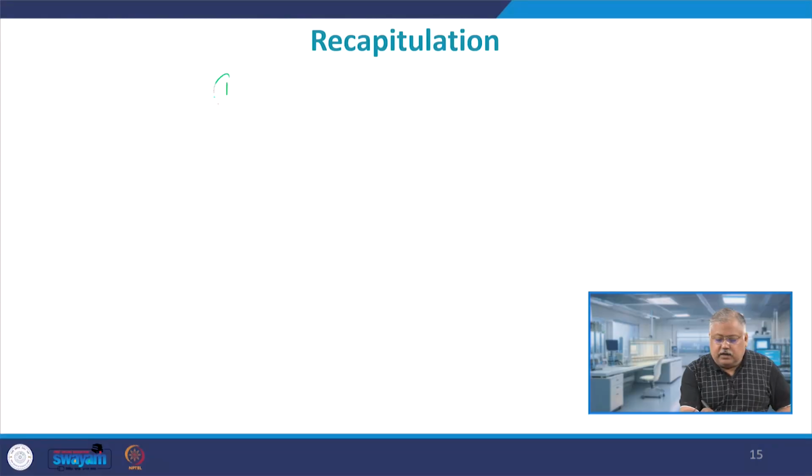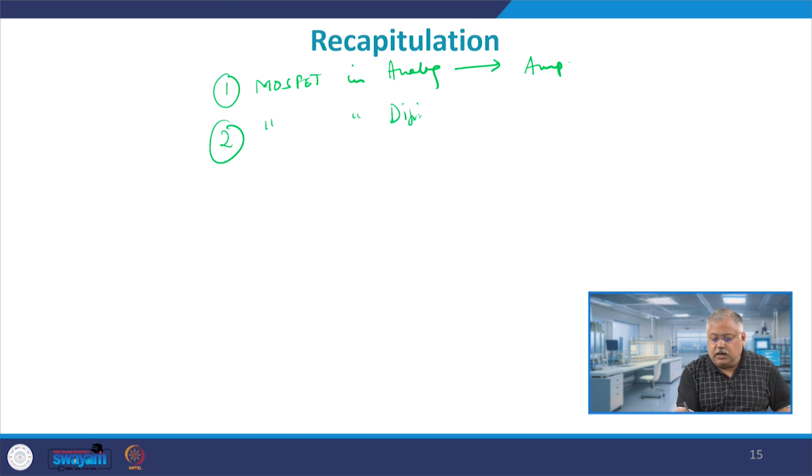So, with this, let me recapitulate what we have learned till now. In this lecture, we have learned how we can use MOSFET for analog applications, primarily as an amplifier. So we learned about MOSFET in the analog domain, though it requires a whole lecture series. And we also learned MOSFET in the digital domain, basically as a switch and as an inverter. We have learned these two together today, and one example of a common source amplifier has also been explained to you as far as this course is concerned.